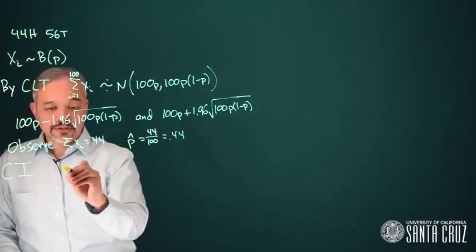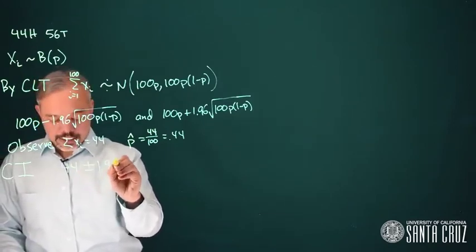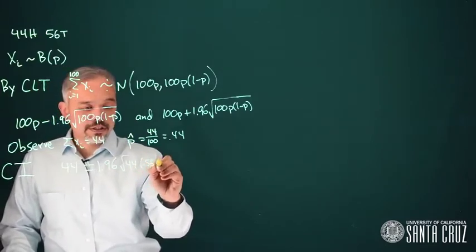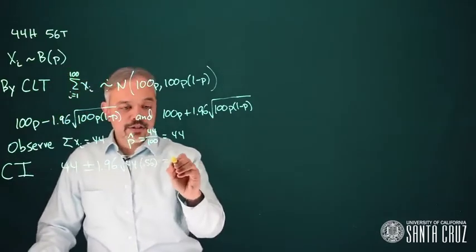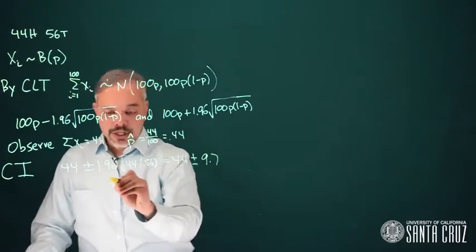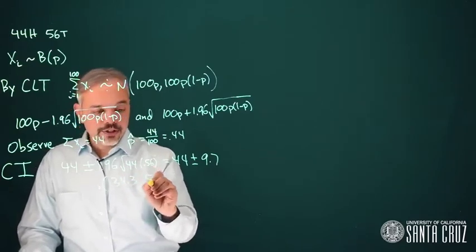The confidence interval is then going to be 44 plus or minus 1.96 times the square root of 44 times 0.56. Or in this case, this is 44 plus or minus 9.7, or the interval that goes from 34.3 to 53.7.